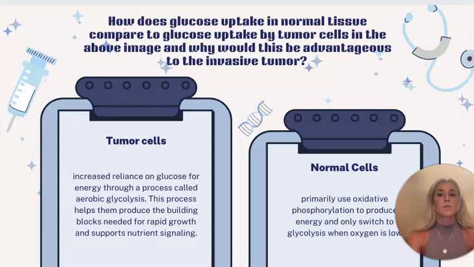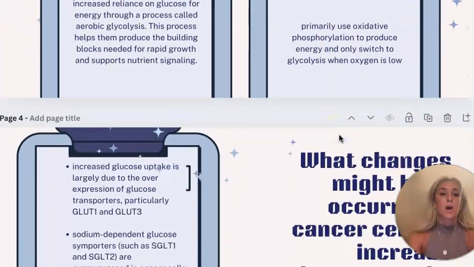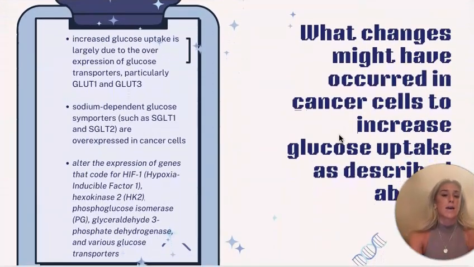Researchers have found that this pathway supports important signaling processes that promote cancer cell growth and helps incorporate essential nutrients into new cellular material. Activation of certain oncogenes like RAS and SRC and transcription factors such as hypoxia-inducible factor 1 alpha can increase the activity of glycolytic enzymes and glucose transporters. So what might have occurred in cancer cells to increase glucose uptake as described just above?